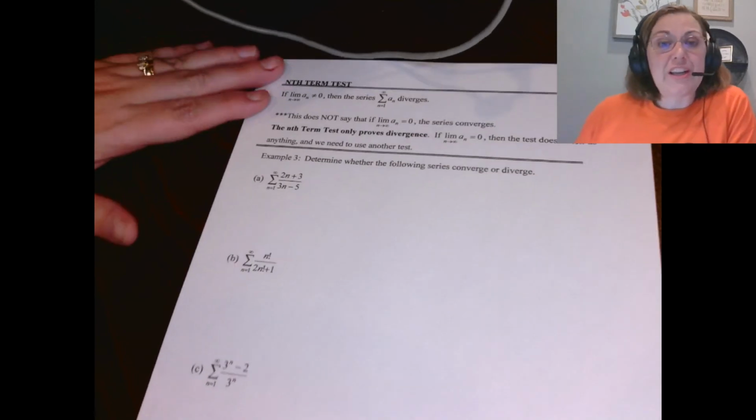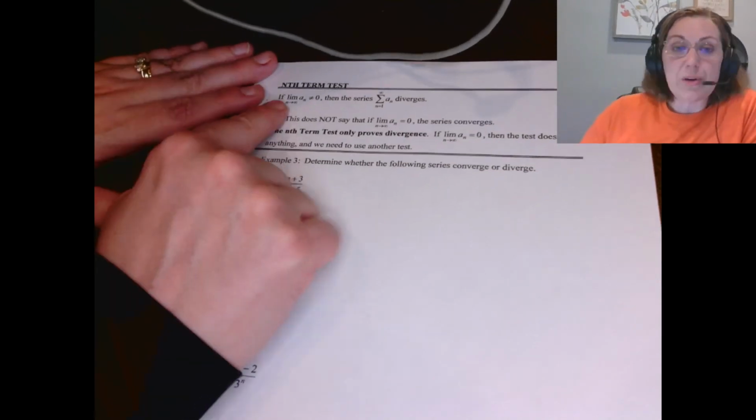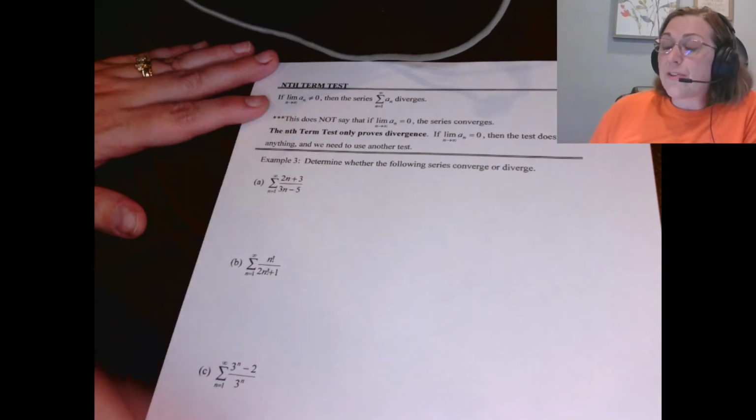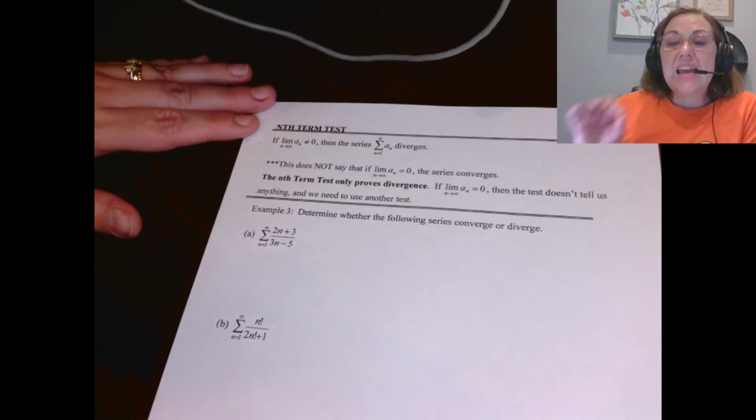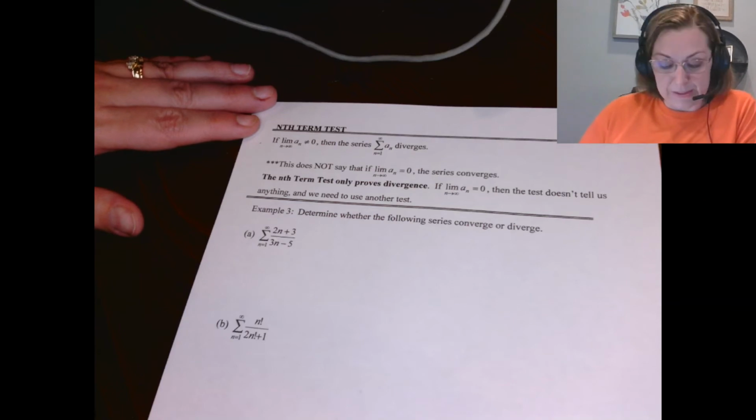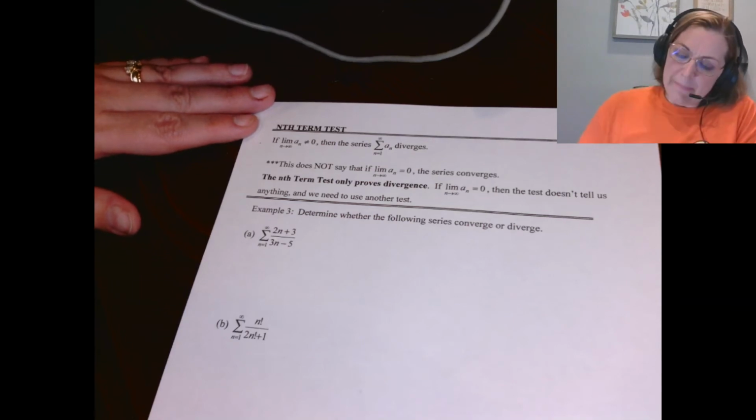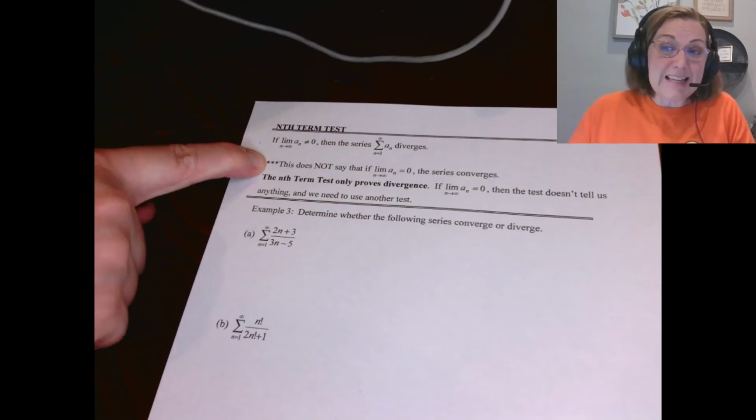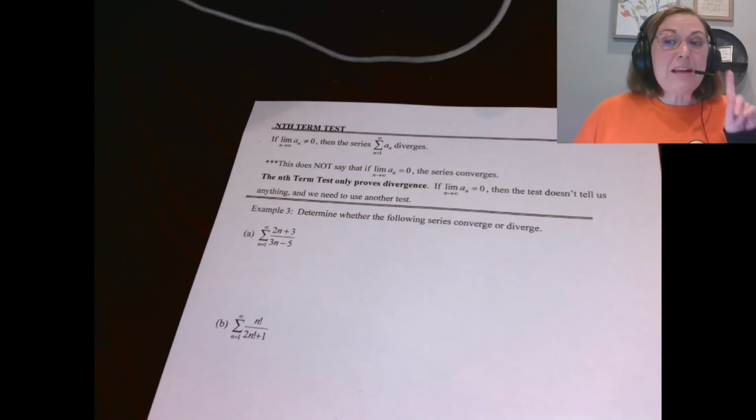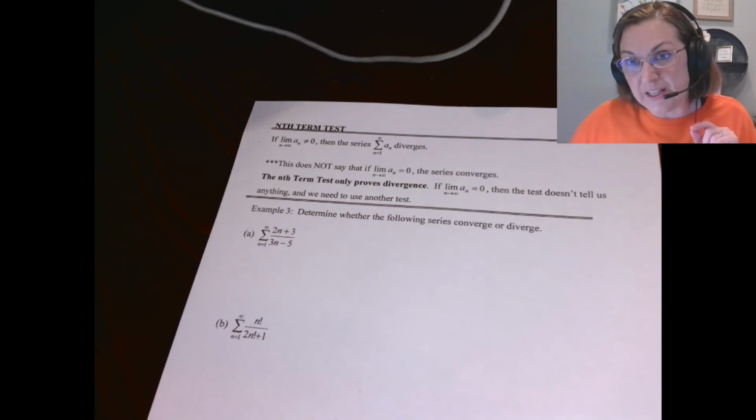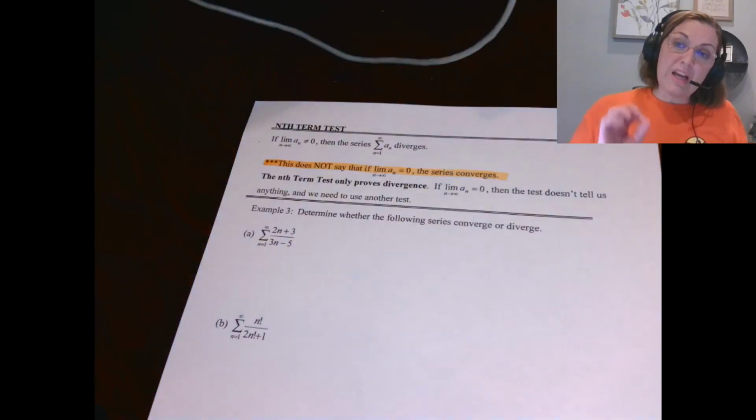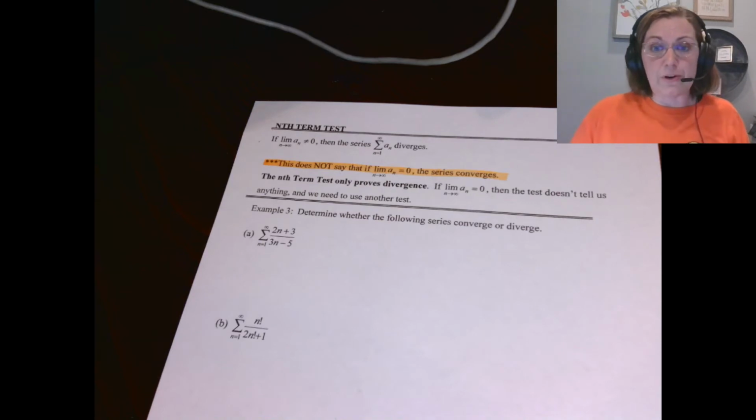Now, let's also look at the nth term test. So the nth term test says if you take the limit as n approaches infinity of the formula for the sequence, and if it does not equal 0, then automatically the series diverges. So, very important point here. This is not saying that if the limit equals 0, then we converge. No. If the limit equals 0, this is saying, hey, go test using a different test. That's important. So the nth term test only proves divergence.